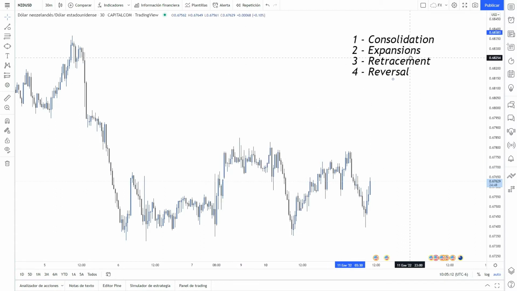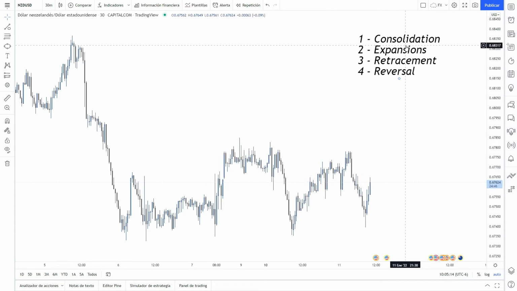Good. Okay. Phase number 1 is consolidation. Phase number 2 is expansion. Phase number 3 is retracement. And phase or stage number 4 is reversal. The market will do this every time. It will do this every day in all time frames, in all instruments, in all pairs. It will do the same thing, the same work over and over and over again.